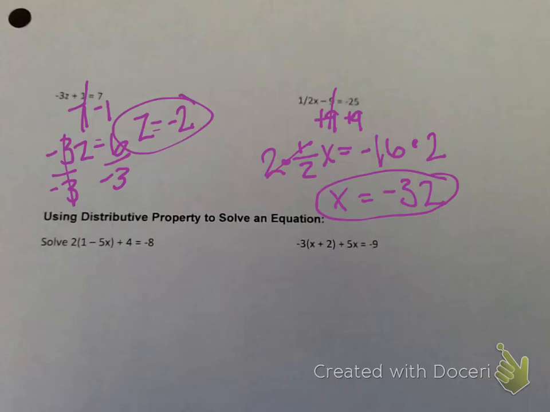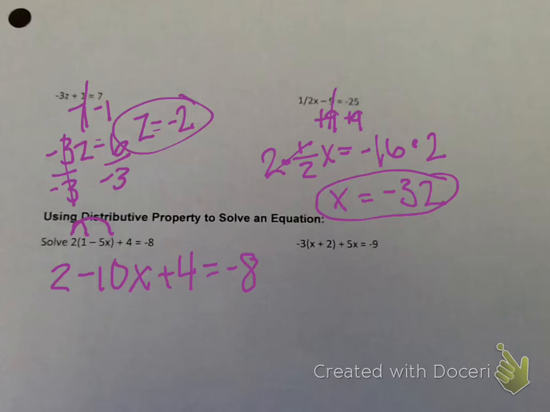Alright, using distributive property. So this incorporates more than just combining like terms. Distributive property, you'll remember, is when we have a number outside of parentheses that has to be distributed to each piece inside of the parentheses. So I have to multiply 2 times 1 and 2 times 5x. 2 times 1 is 2, 2 times 5x is 10x, and I kept my minus sign in there. Put down the plus 4 equals -8.